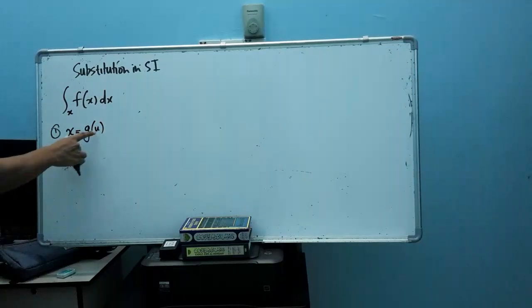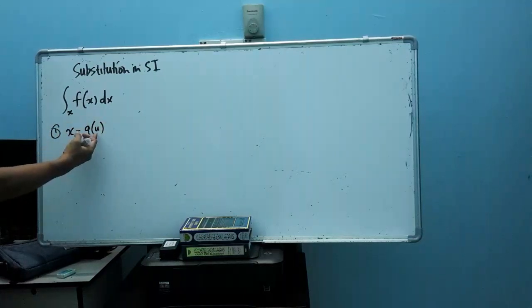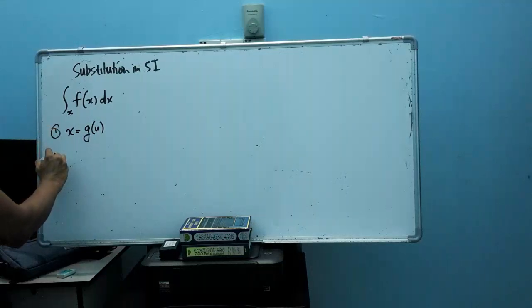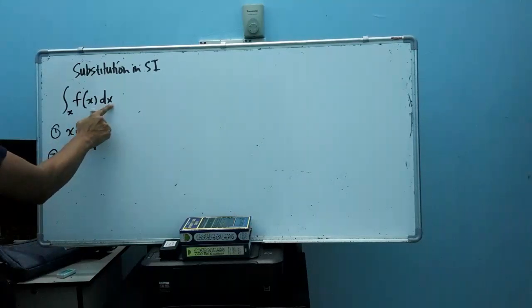Meaning that we need to substitute our x with another function that depends on one variable, for example u. So now I will have x equals g(u). Then the next thing, what do I need to do? Of course, the second thing I need to find is dx, because we need to substitute this one also, right?